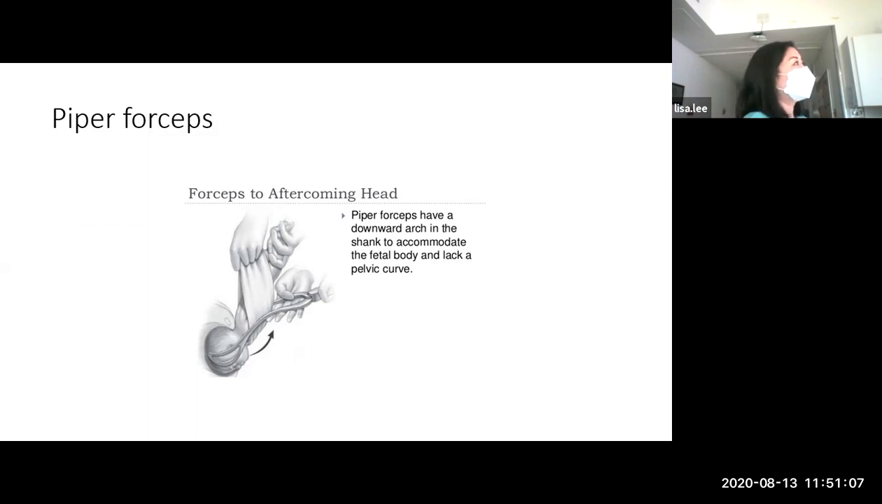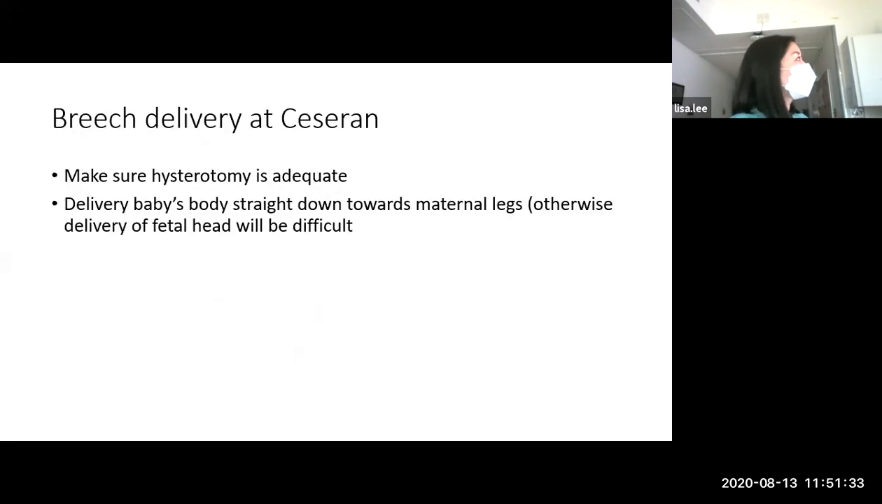Okay, and let's see, what was I going to say? Oh, in a C-section, most of these maneuvers you're going to be doing for breech delivery. So for me, I like a generous hysterotomy because you're going to be doing all these maneuvers. So make sure you cut just a little bit more than you normally would for vertex.